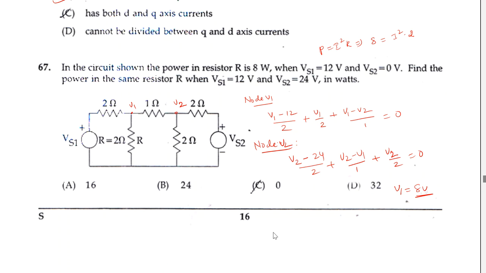Now what about the power dissipation in the resistance? P is equal to I square into R, which we can say is V square by R here. So V is nothing but 8 volts. 8 square by its R value, which is 2, is equal to 64 by 2, which is 32 watts. So the answer will be D here.